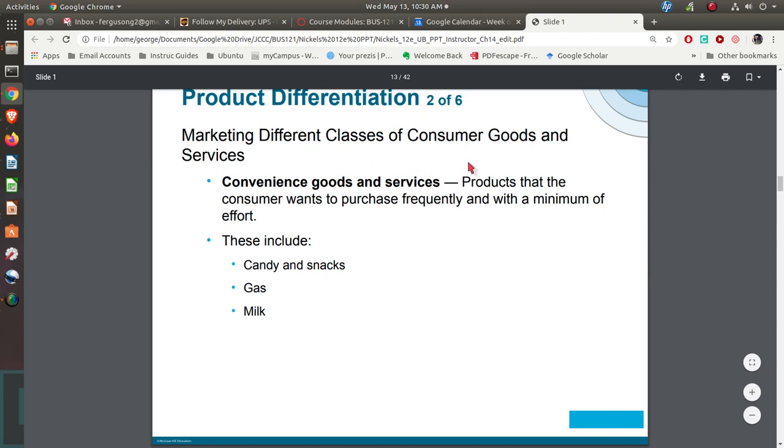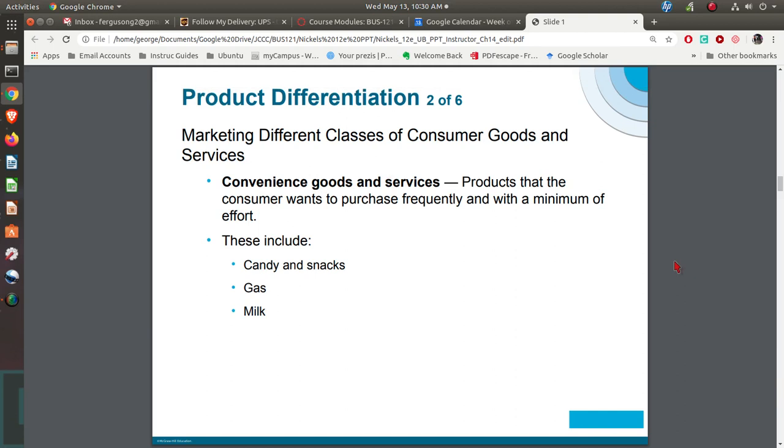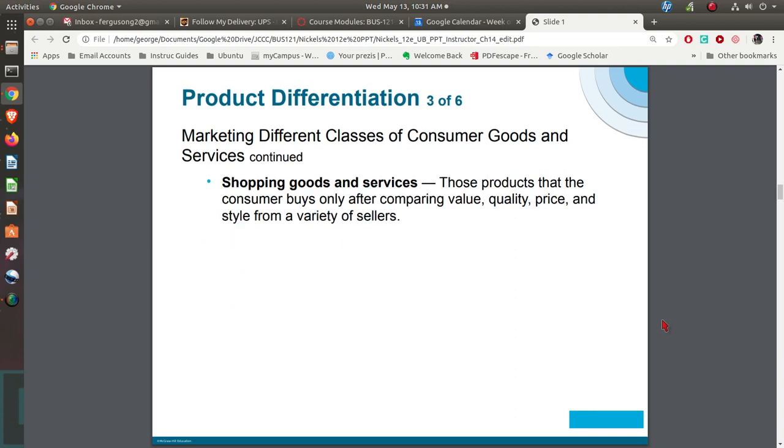There are a lot of classes of consumer goods. For example, you have convenience goods and services. You go to the grocery store and on the end caps or at the cash registers, they have all kinds of candy and snacks and things like this. Things a lot of times you just buy on a whim. Those are convenience goods. You also have things like gas and milk, things that we typically buy very regularly. It's just a convenience as far as what we need.